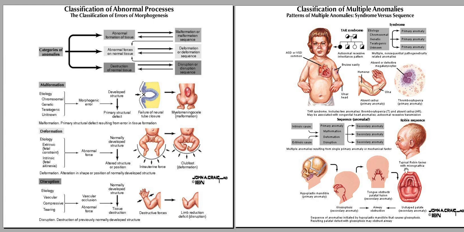Okay, so the sequence of the anomalies is initiated by hypoplastic mandible that causes the glossoptosis, and then resulting in palatal defect with glossoptosis, which may obstruct the airway. And you can see over here how there's hypoplasia of the mandible.